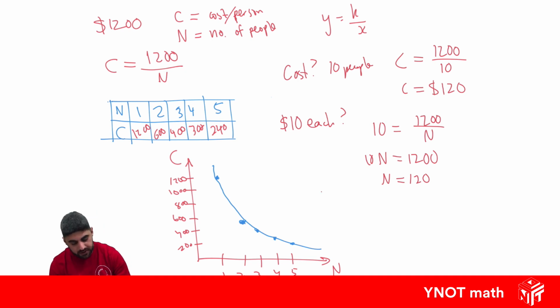And finally, our limitations. So what are the limitations of this model? Well, in terms of practicality, can you have 120 people going to a holiday house? Can you have 1,200 people going? Yeah, probably not. So it's pretty limited in terms of the number of people that can actually go.